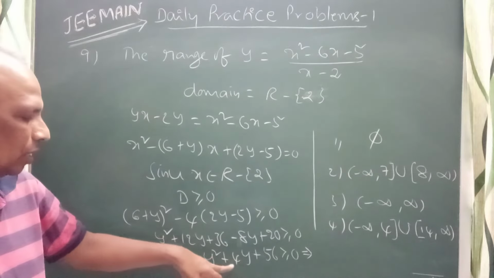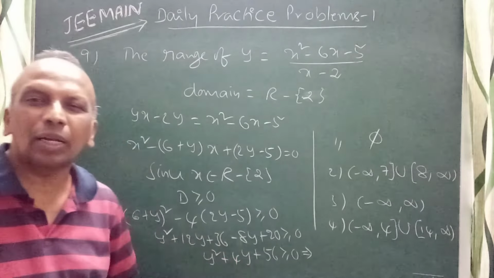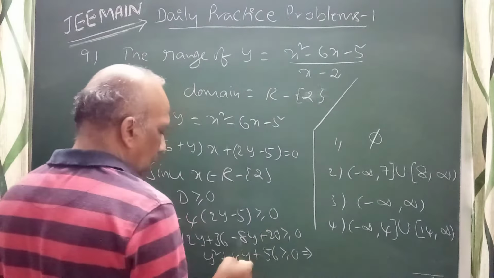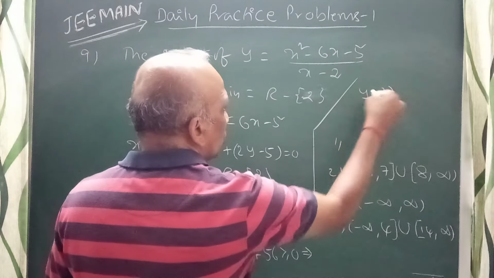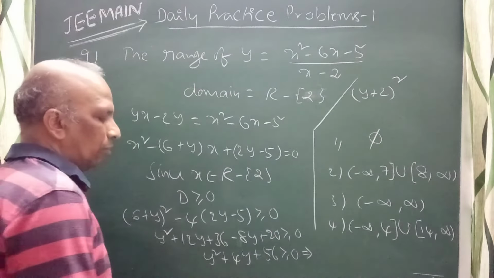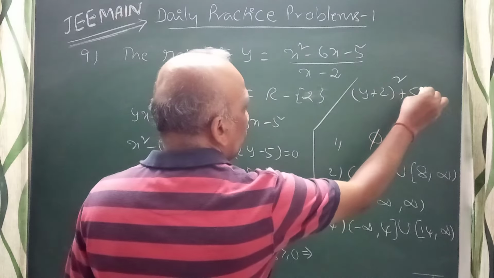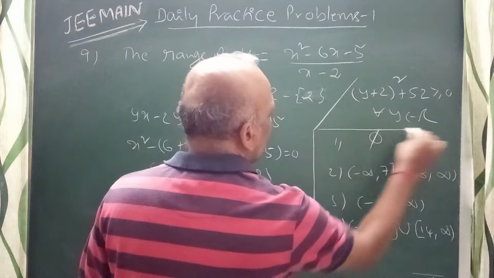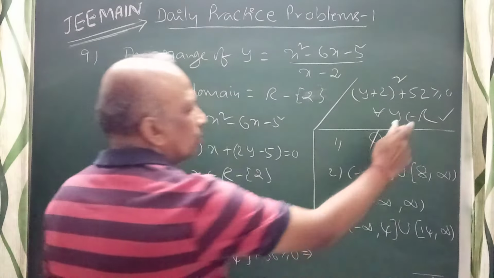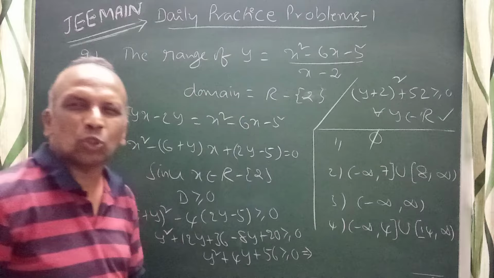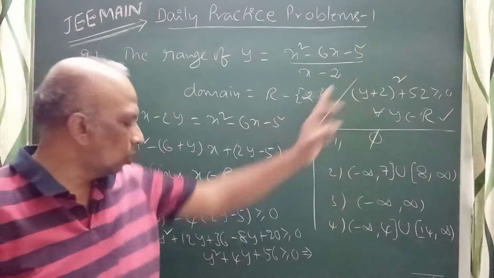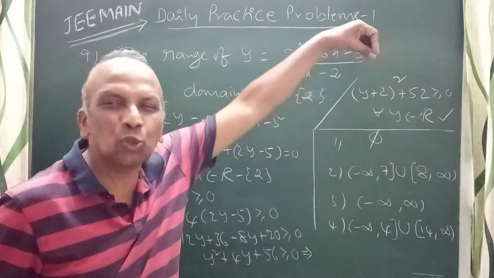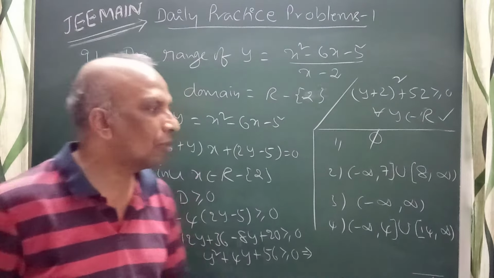Y square plus 4y, even I can write this one, clearly positive. Why? Because this expression I can write as (y plus 2) whole square plus 52, which is clearly greater than or equal to 0 for all y belongs to R. What I have done here: y square plus 4y plus 4, plus 52. So definitely it is true for every value of y belongs to R.